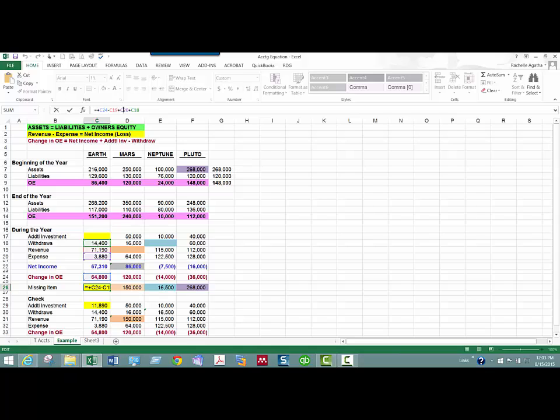So let's take a minute and look at my formula. I know my change in equity must be all the pieces that make up the change in equity, and I have a missing piece right here.